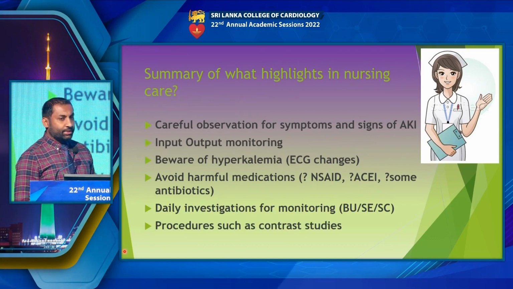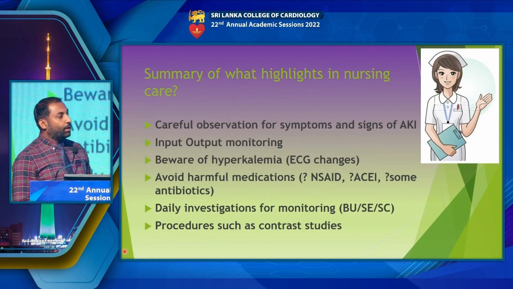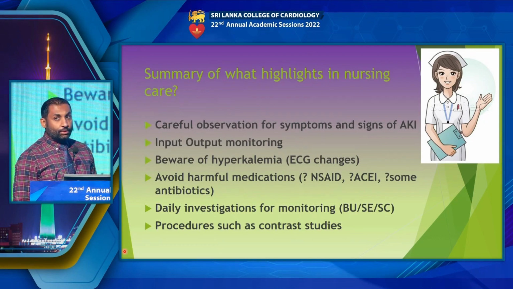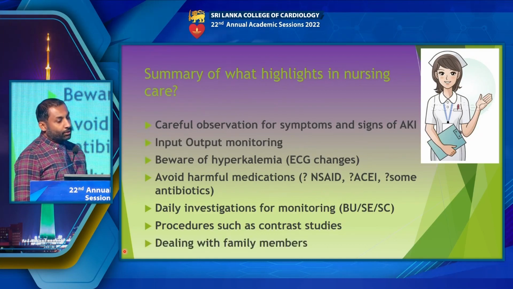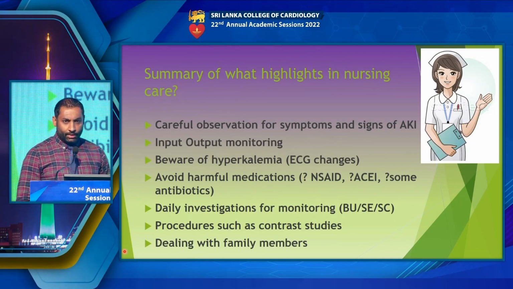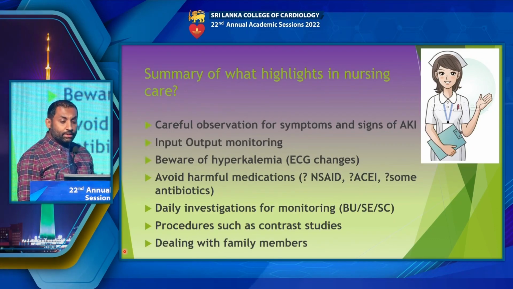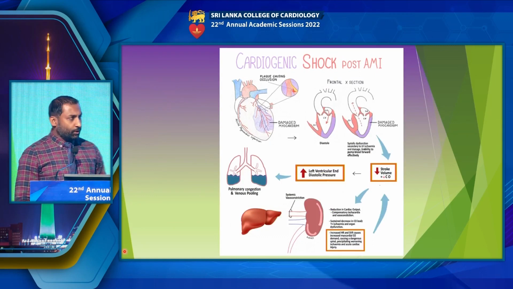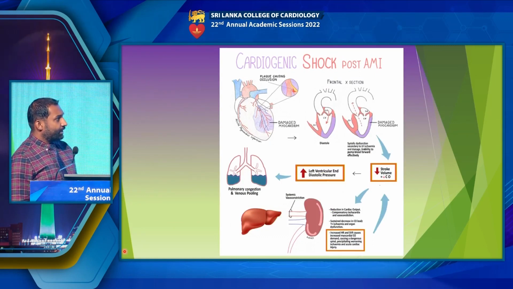And doing some procedures might make the matter worse or more complicated, like contrast studies in angiogram or a CT pulmonary angiogram, which might predispose a patient to contrast nephropathy if the patient has ongoing acute kidney injury. So as in liver failure, you have to deal with the family members. You have to be aware of what is going on in the body, the pathophysiology, and how the heart problem correlates with kidney injury, because these are sensitive topics that you have to discuss with the patients and their relatives.